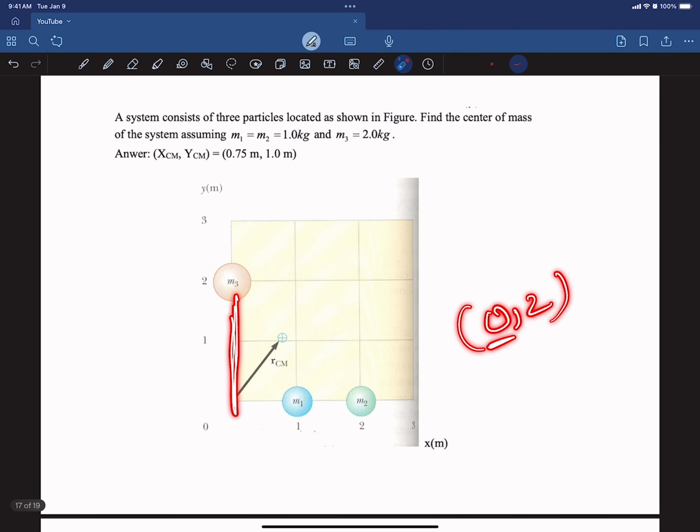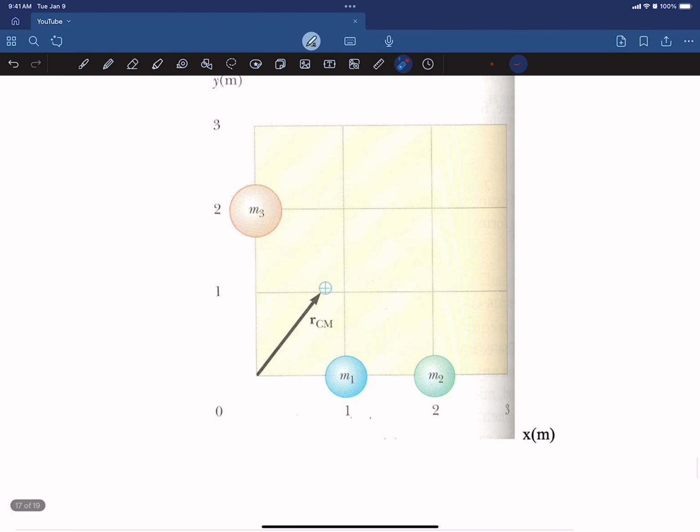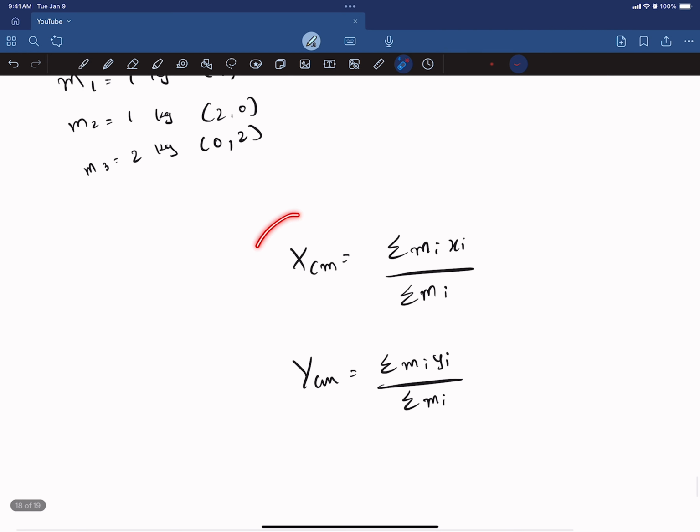So for m1, the mass is 1 kg and the coordinate point is this. For m2, the mass is 1 kg and the coordinate point is this. To find the center of mass, we have this formula. They want us to find the center of mass of the system, so you have to show the center of mass of this system somewhere here. You will need the x coordinate and y coordinate of the point. So for x, this is our formula, and for y, this is our formula.